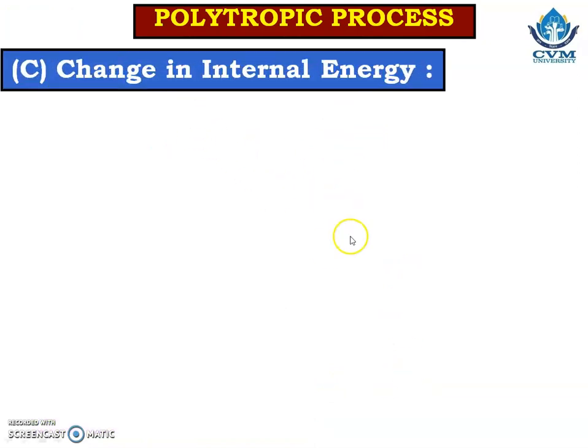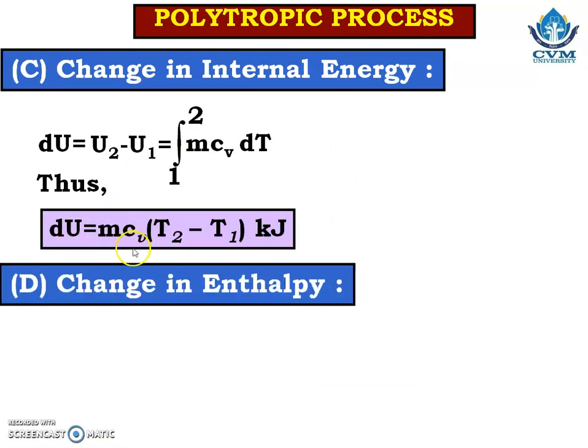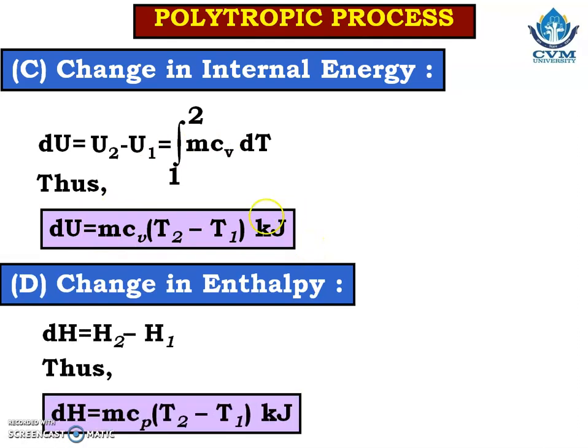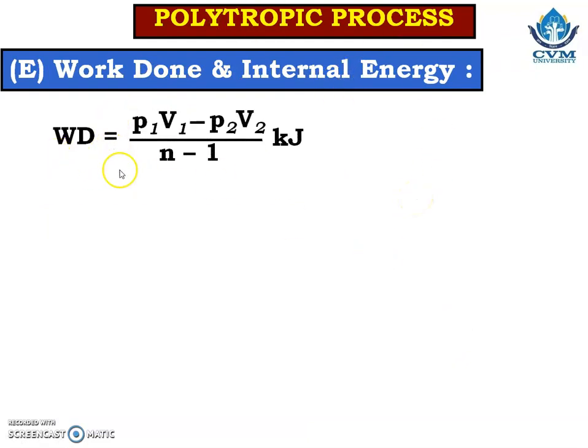Change in internal energy. The equation is the same, that is delta U is equal to m Cv into T2 minus T1. Change in enthalpy. Again the same equation, delta H is equal to m Cp into T2 minus T1. Relationship between work done and internal energy for the polytropic process. So this is the equation of work done that we have already derived.